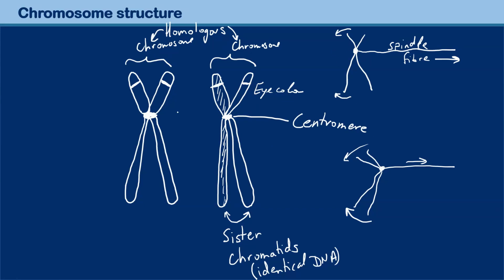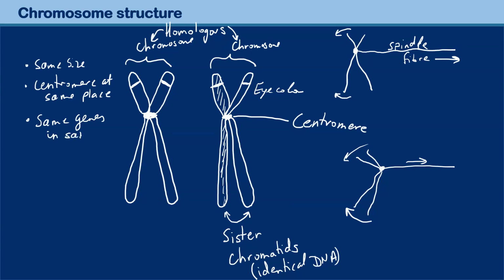I just want you to know that these are homologous chromosomes. The homologous chromosomes have the same size. They also have the centromere at the same position, and they have the same genes in the same sequence. So that's maybe something that you would like to note down. What is a homologous chromosome? These chromosomes have the same size. They have the centromere at the same position, at the same place, and they also have the same genes in the same sequence, on the same position, same genes in the same sequence.